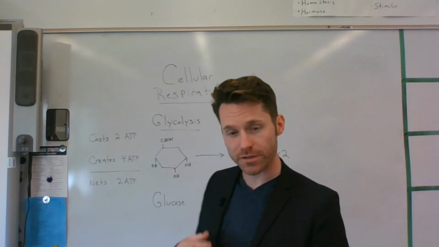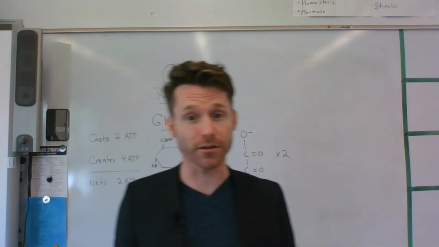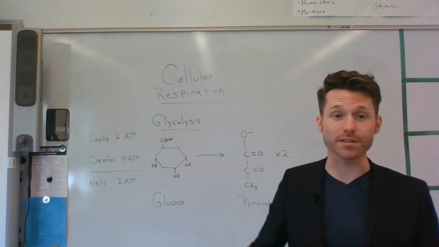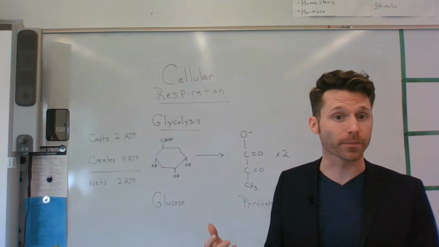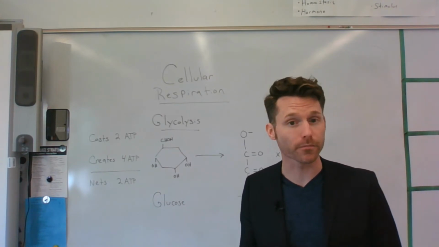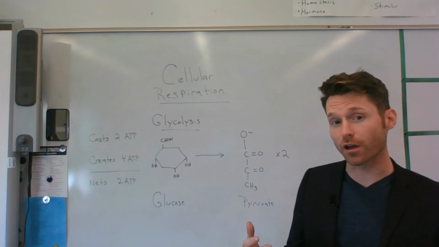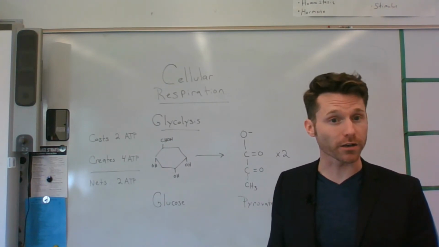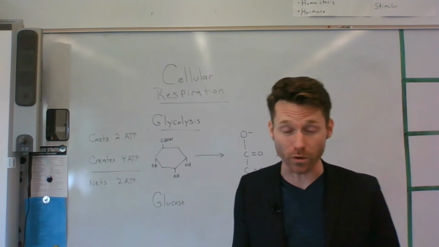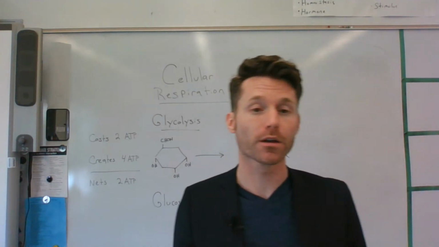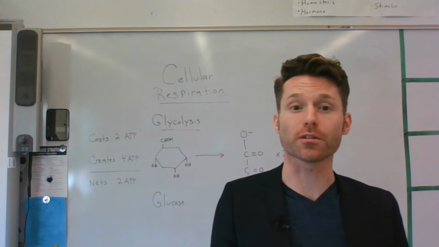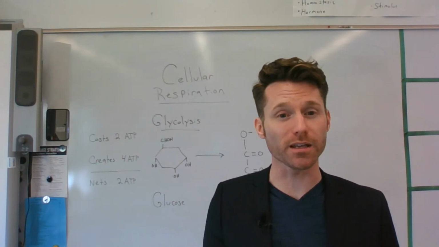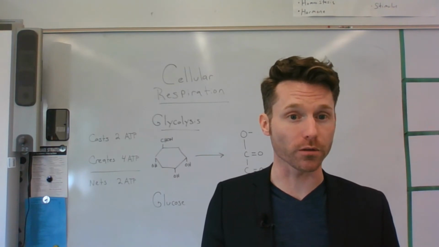Now for simpler organisms like bacteria, this is cellular respiration. Right? This process is the entirety of what they're doing to generate their ATP. This process costs 2 ATPs every time that it's run, and it creates 4 at the end of it. So the process of glycolysis only nets a gain of 2 ATPs per glucose molecule.